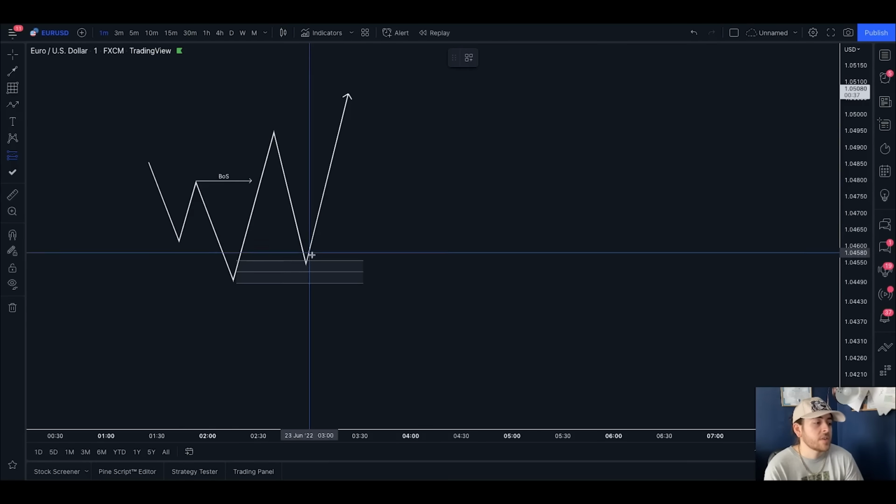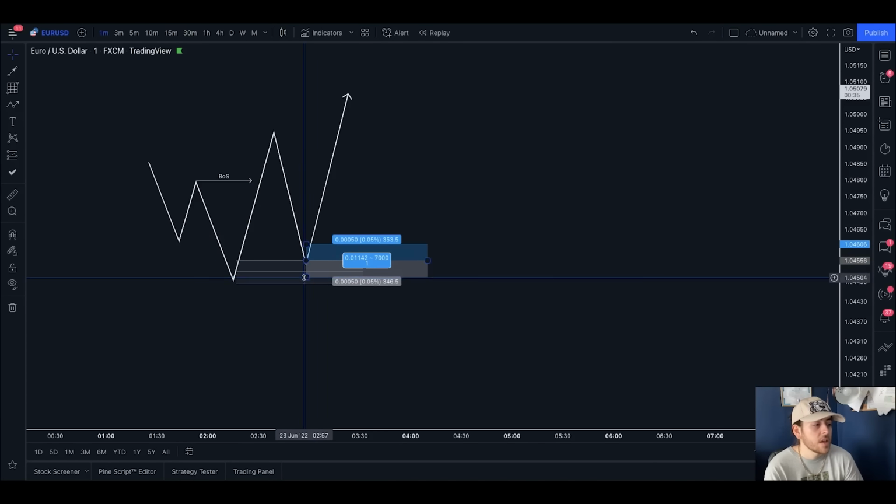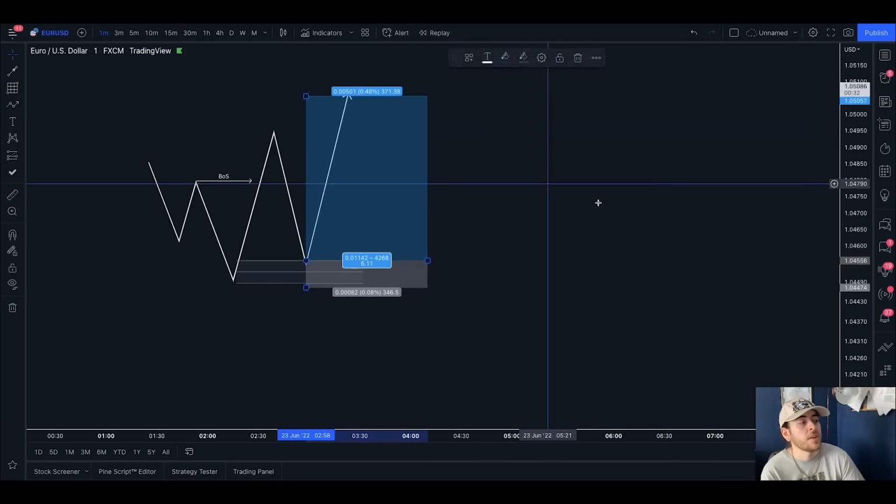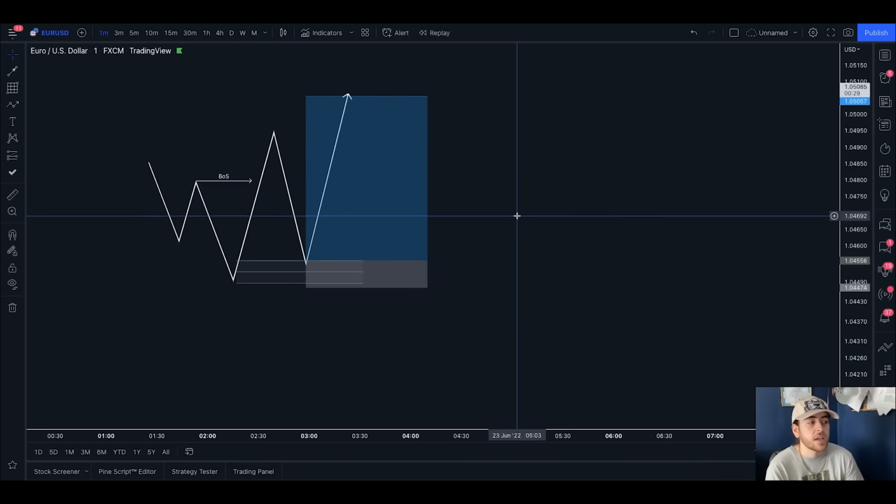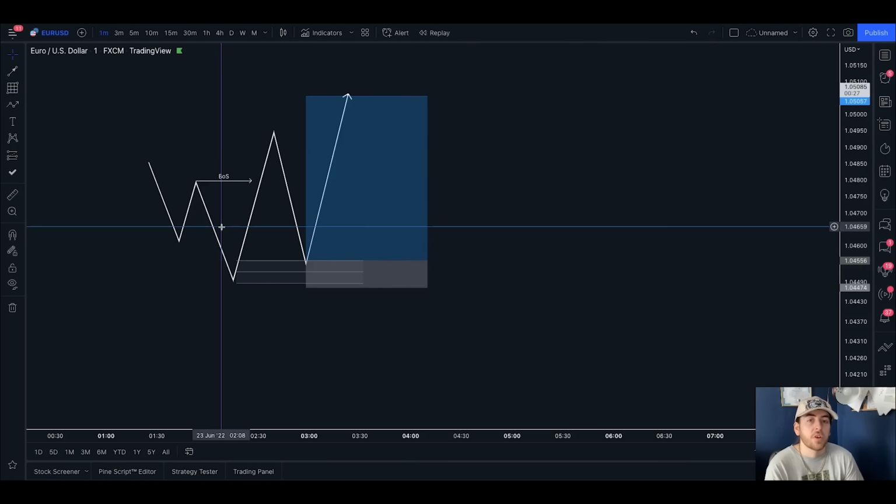Now, the market will then often tap in as it pulls back to fill liquidity. We fill the imbalance, trade into demand, and then we get the push up. So that is a confirmation trade. That is how we use confirmation entries.